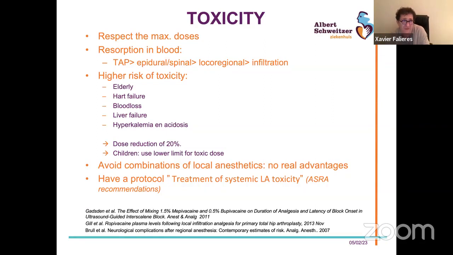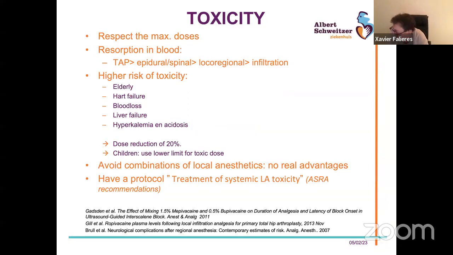Respect the max doses. Resorption in blood, for instance, for a transversus abdominis plane block, the resorption is very high. And then you have the epidural and the local regional and the infiltration. It means that with infiltration you may give a lot, and nothing will happen. Then you have the risk of a higher toxicity in elderly, heart failure, blood loss, liver failure, hyperkalemia, and acidosis. So try to reduce the dose by 20%, and when you need volume, you reduce your concentration. And in children, please use the lower limit for toxic doses.